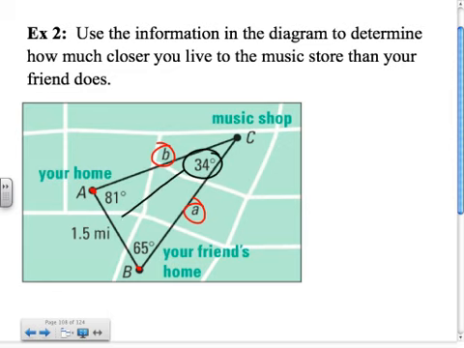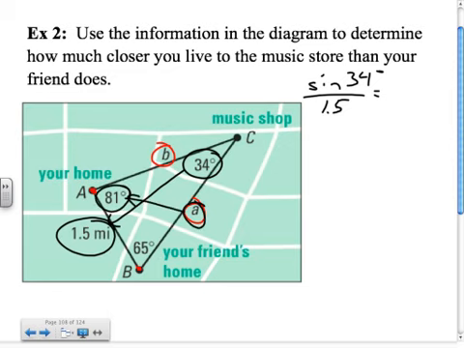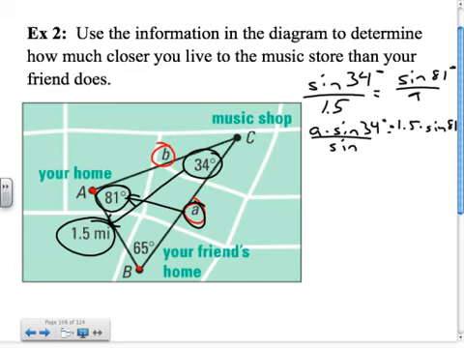Okay, so again, use what they give you. They give me this 34, and they give me that 1.5. So I know I'm going to have sine of 34 over 1.5 equals, and then whatever one you want to solve for first, doesn't matter. Let's go ahead and solve for A first. So if I'm solving for A, I got to use that 81 degree angle. So I have sine 81 over A. I'm going to try to do this in a condensed area here so that we can kind of see what we're doing. So again, I cross multiply and solve. So A times sine 34 equals 1.5 times sine 81. I'm running out of room here. I apologize. Divide both sides by the sine 34.